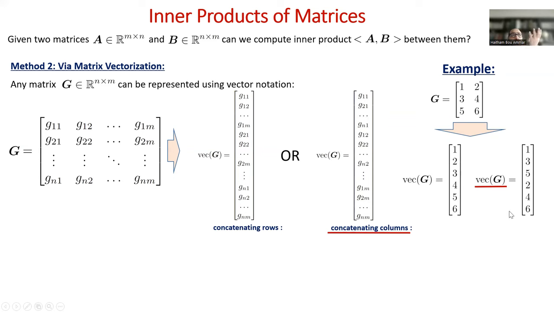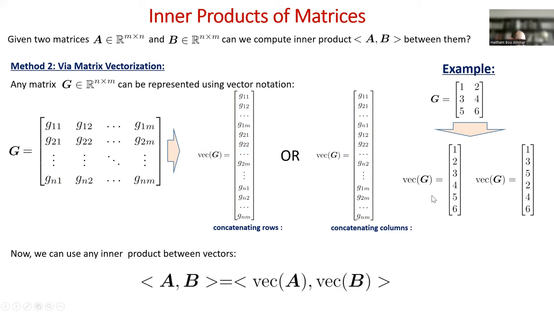So there are two ways you can transform the matrix from its table form, i.e. the matrix form, into its vector form. You can concatenate them row-wise. So take the first row, make it the first set of components, second row, second set of components, and so on. Or you can take the first column, make it the first set of components, and so on. So we can concatenate in these two ways. Okay.